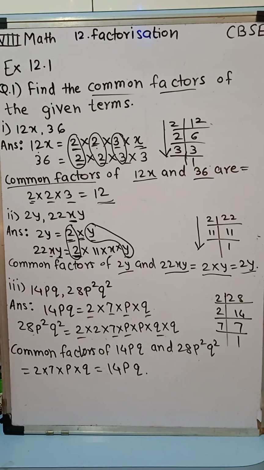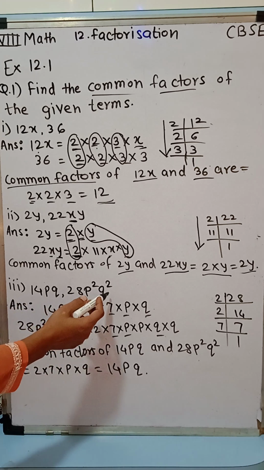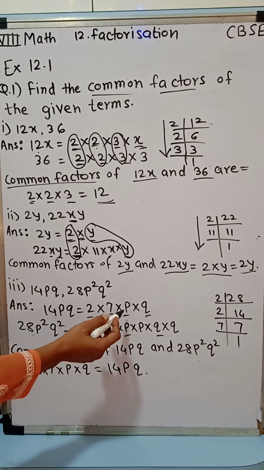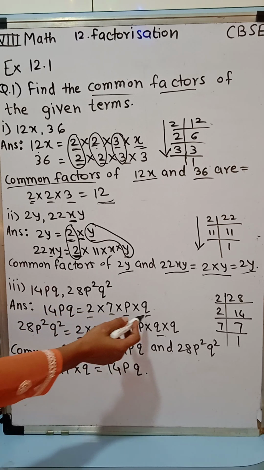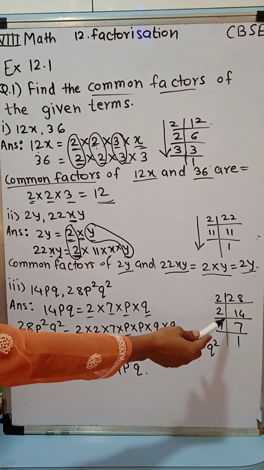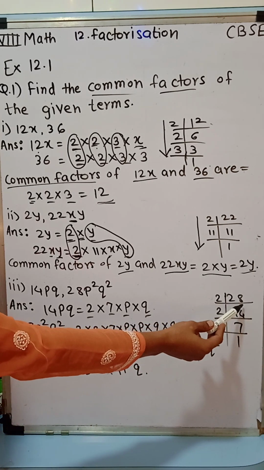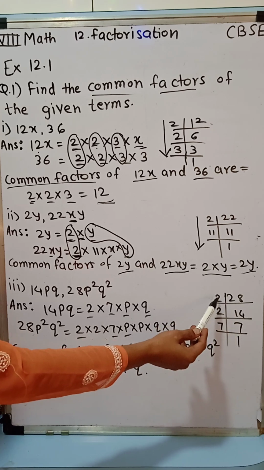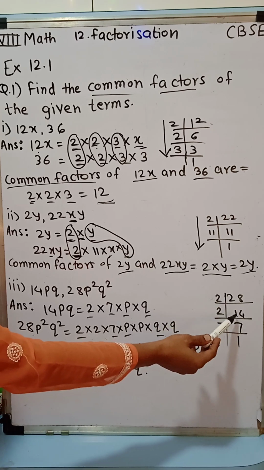Let's quickly move to the third example, 14pq and 28p square q square. 14 can be written as 2 into 7 into p into q. Now 28p square q square: if you have doubt in the factorization of 28, quickly do the factorization. 28 is an even number, so it can be divisible by 2. Dividing by 2, 14 twos are 28.